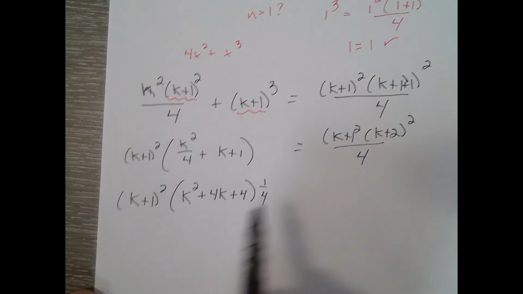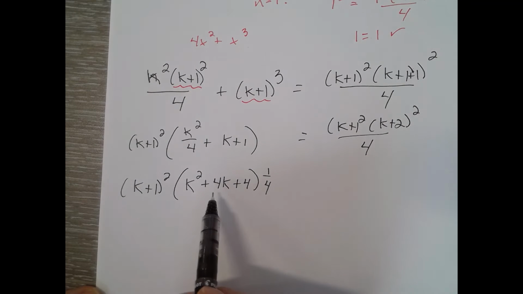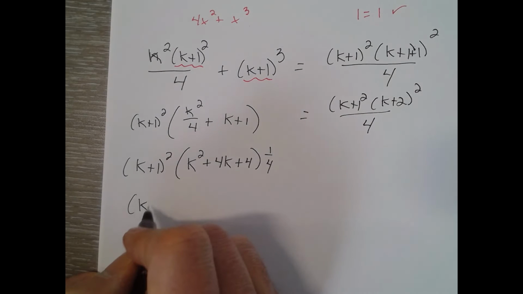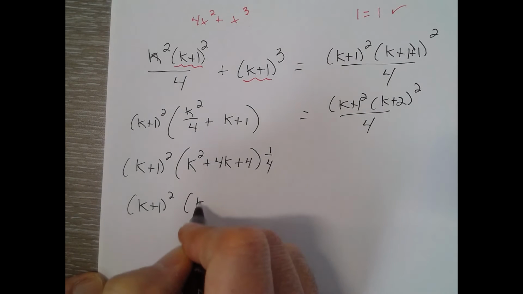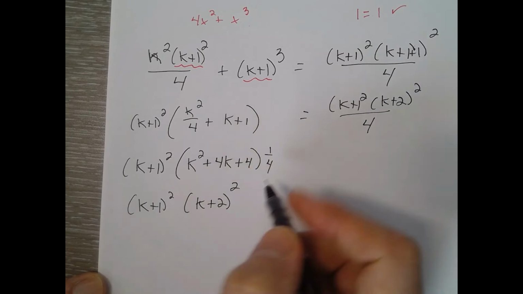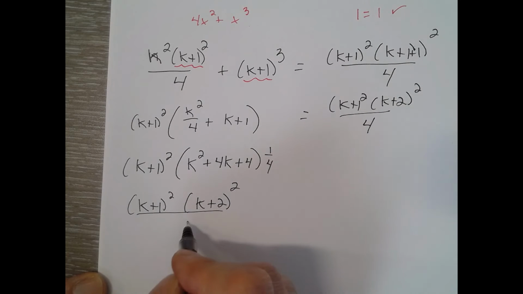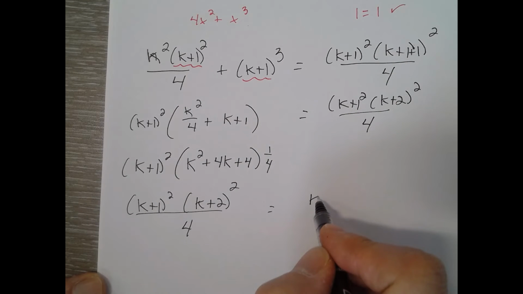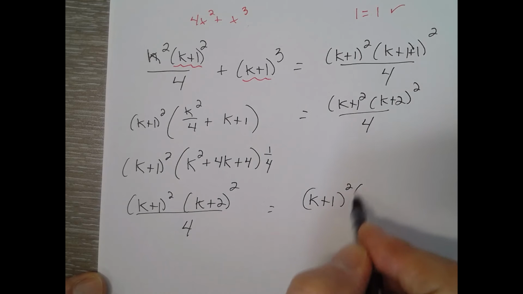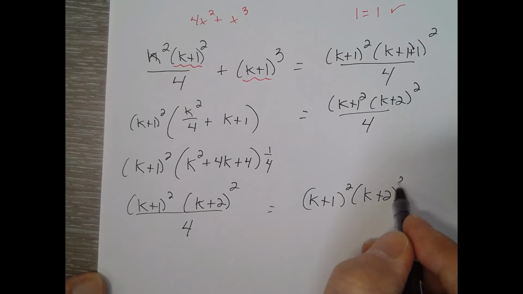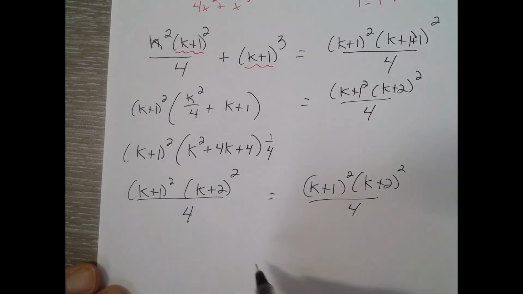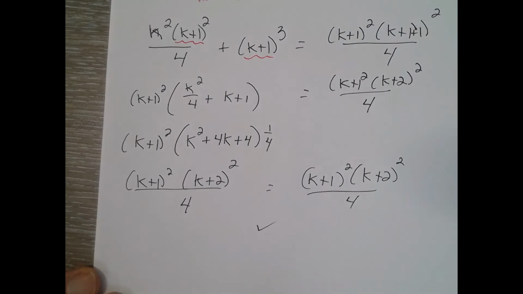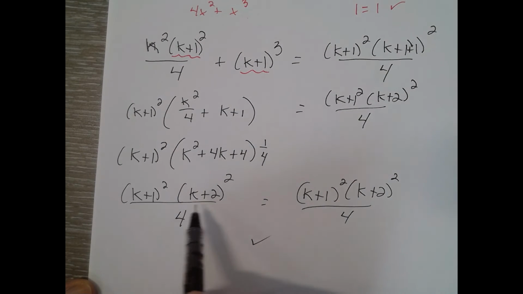And now the only thing left to do is factor this trinomial, which is k plus 2 times k plus 2, or k plus 2 squared, and I'm still dividing by 4. Alright, so that's just one way of doing the algebra, and it's solved, or verified, that this equals that.